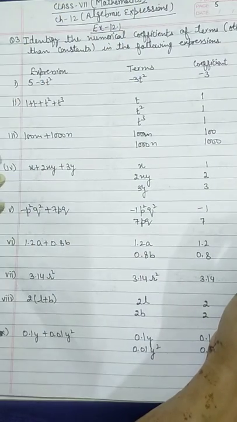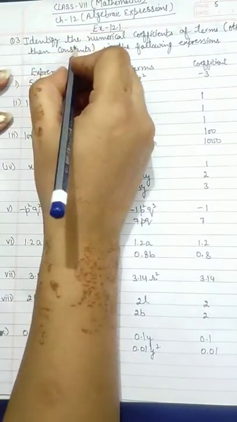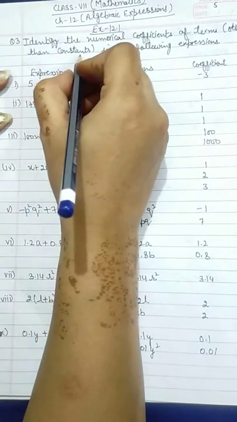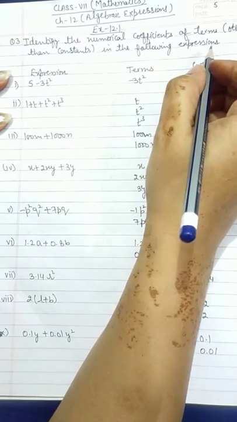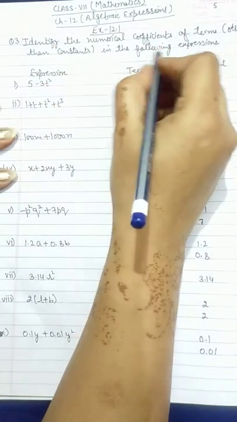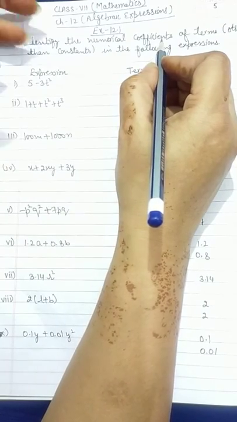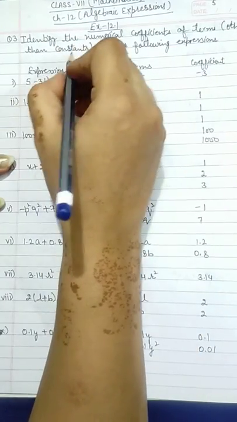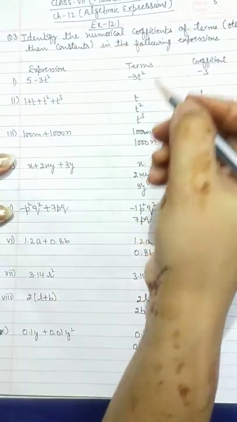So here the question number 3 is: identify the numerical coefficients of terms other than constants in the following expressions. What is it saying here? We will identify the numerical coefficients, meaning the coefficients which are with variables, and we will not take the constants here. So let's start it now.